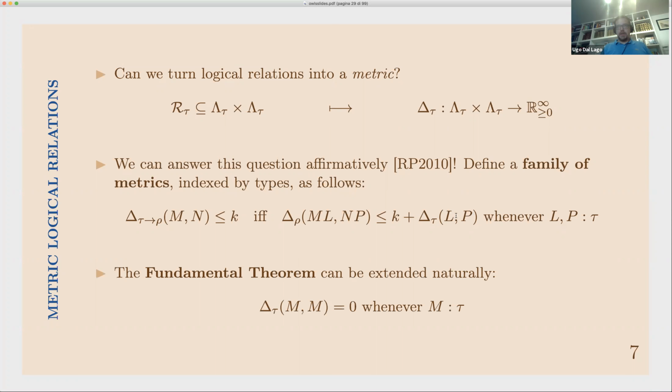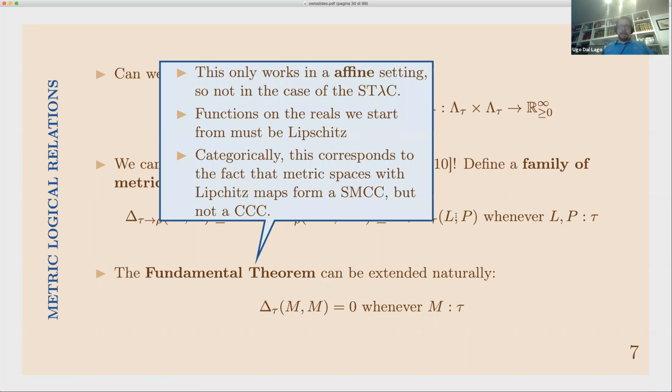This is pretty much natural, and indeed, the fundamental theorem can be extended naturally here, and it comes in this form. The distance between a term and itself is, of course, equal to 0. But there is a price to pay. Actually, this whole thing only works in an affine setting. Actually, you can try to generalize it to something not affine, for example, to something called Fuzz, which is the language Reed and Pierce considered. Which is not linear lambda calculus, but rather a lambda calculus with some form of bounded exponential modality.